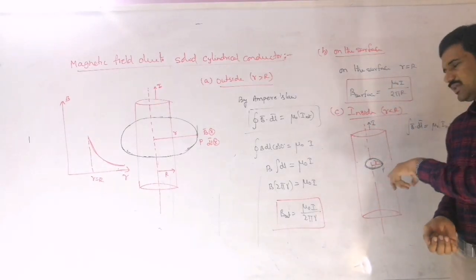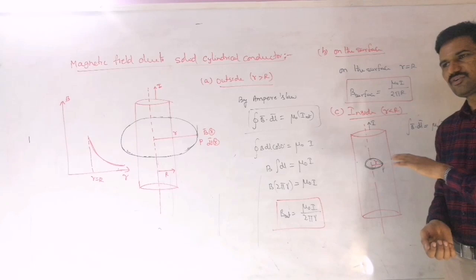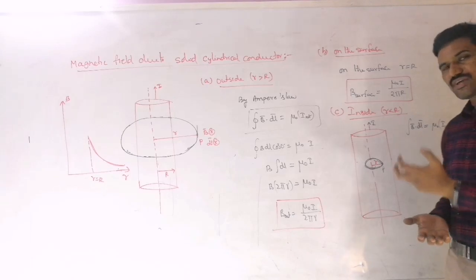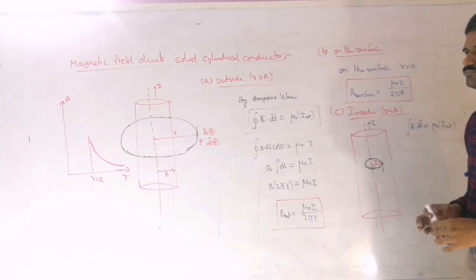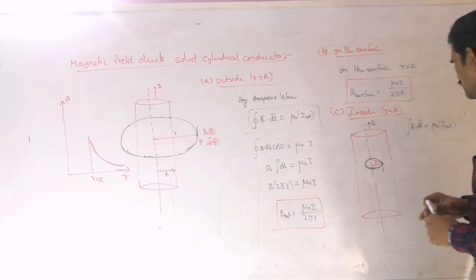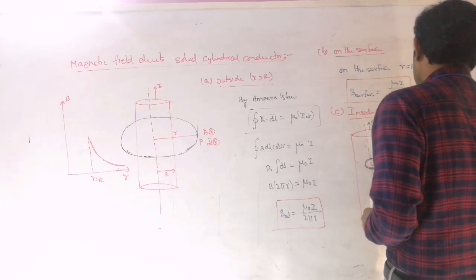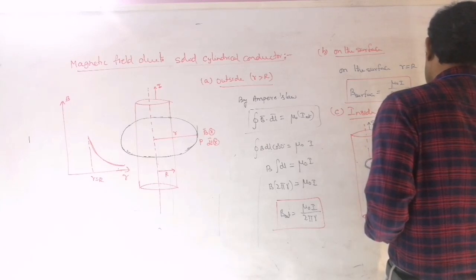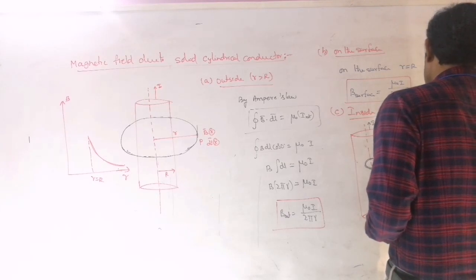Here the net current enclosed by this Amperian loop is not equal to 0, so we need to calculate that current. I said we are assuming that the current is distributing uniformly over its cross section. That means we are taking the current density to be constant here. So current density J is equal to I by pi R square.